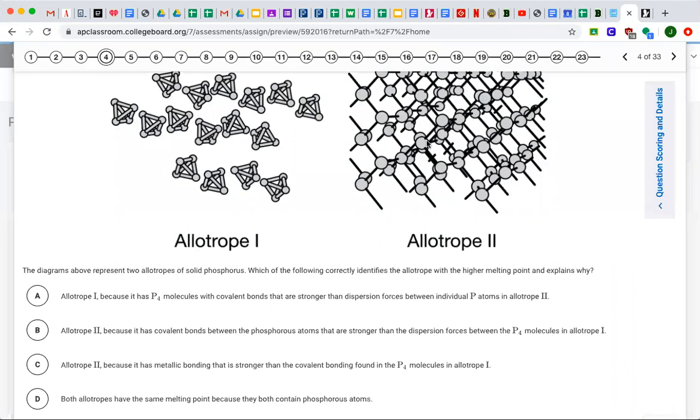Whenever you've got actual covalent bonds holding something together, then you're going to have a higher melting point. So that's correct. In this option, number 2 here, metallic bonding, phosphorus is not a metal, so there's no metallic bonding involved. So that's just a bogus answer.